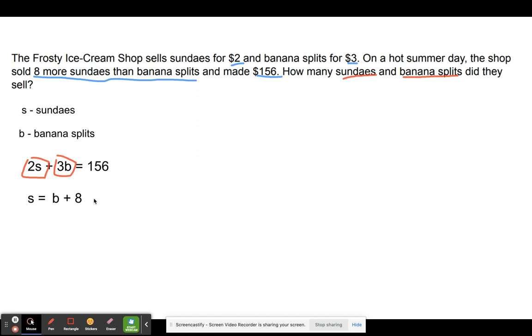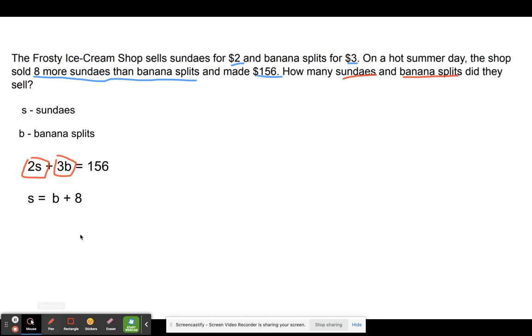Okay, so then this ends up being my second equation. The amount of sundaes is equal to the amount of banana splits plus 8. I could actually also make this S minus 8 is equal to B. That would also work. It's the same thing, as long as the equation shows that there are more sundaes.